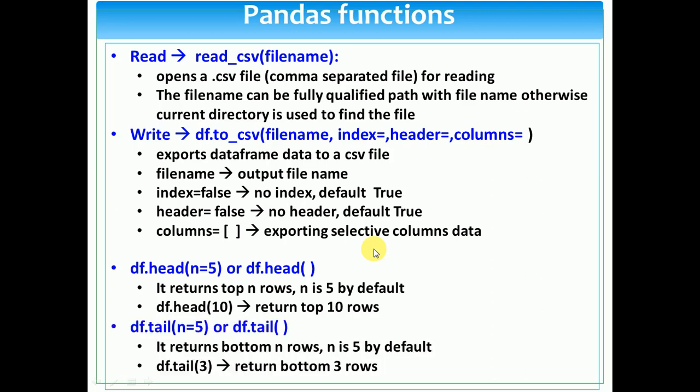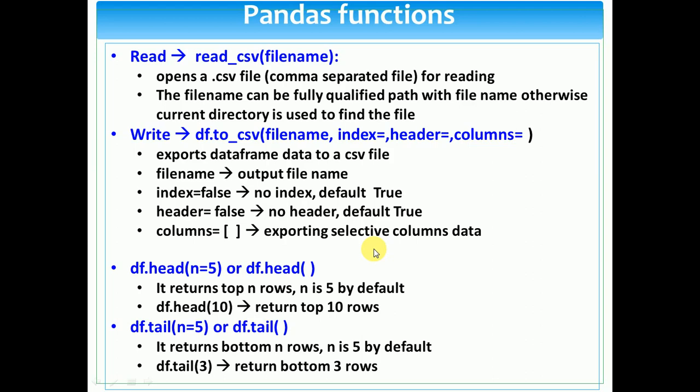Then other supporting functions are head and tail. Head allows me to return the top few rows. By default the value is 5. That means if you do not pass any parameter, then 5 rows are normally shown. Otherwise you can specify how many of the topmost rows you want. Suppose you give 10, then it will provide you the top 10 rows.